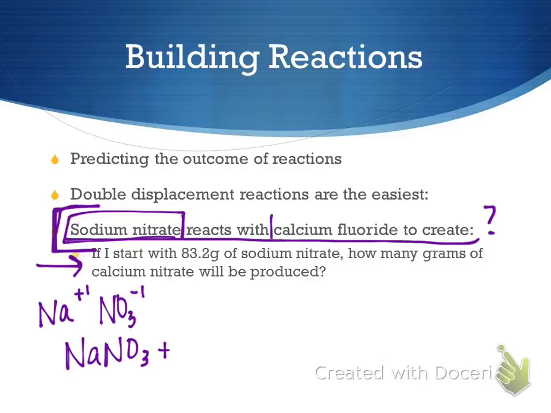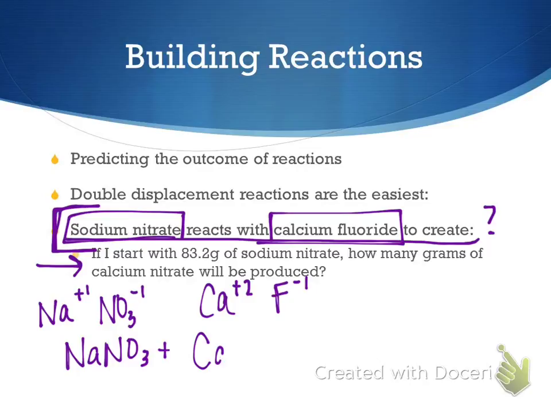Calcium fluoride. Calcium is what charge? +2, good. Fluoride is what charge? -1. So how many fluorides do we need to cancel out that calcium? Good. CaF2. So we would get rid of the charges and cross them down, it would work the same way. So that's our first part. We did what we were given. Now we need to predict the products.